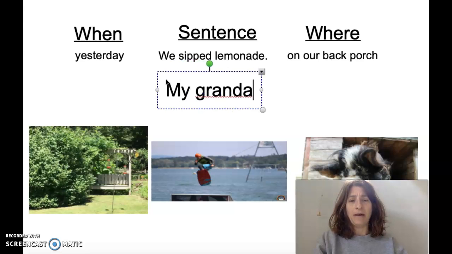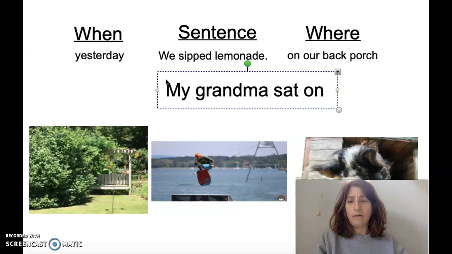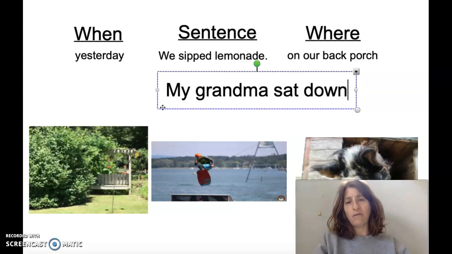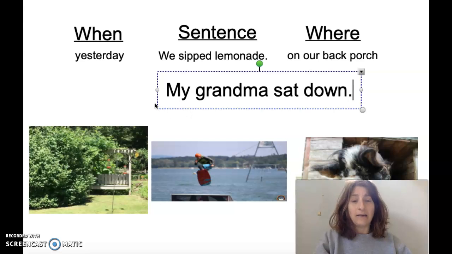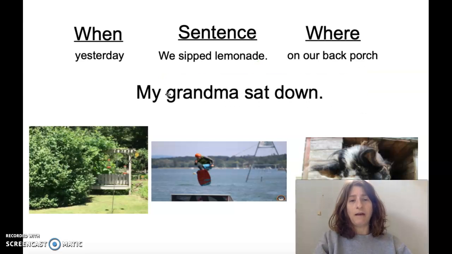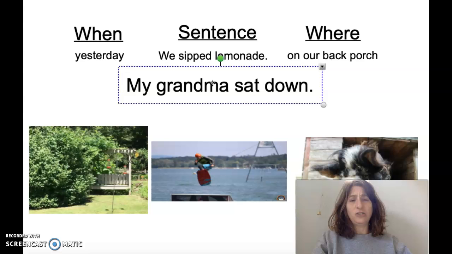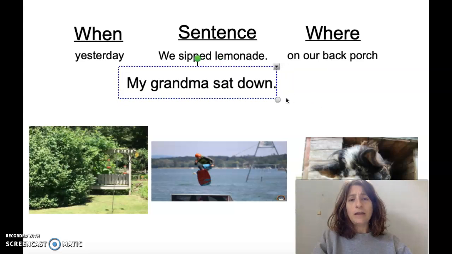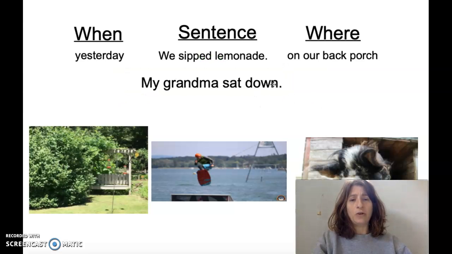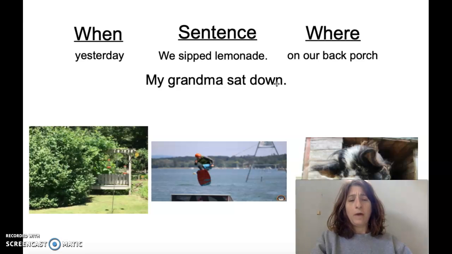My grandma, what'd she do? Sat, on, actually, I'm just going to say sat down. My grandma sat down. That could be a sentence. Who was it? My grandma. What did she do? Well, she sat down. Now I'm going to add a little bit more to it. When did she do that? I'm going to say this morning.